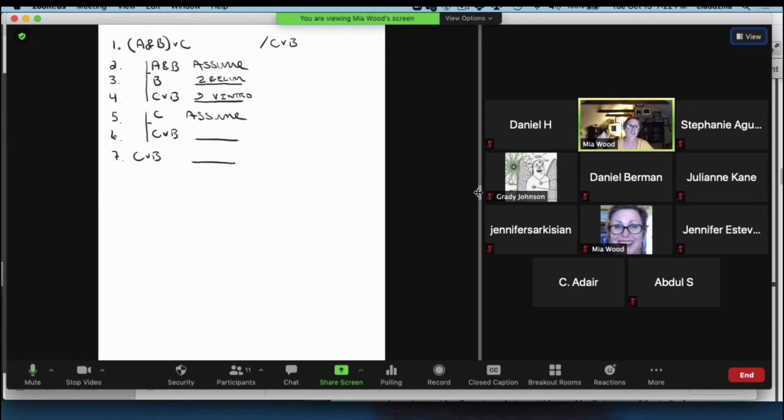Awesome. Jennifer, she nailed it. Jennifer stuck the landing. Jennifer said, look, it comes from line 5. Oh, wait, nope, sorry. You stuck the landing on the rule. You're right that it's intro, disjunction intro.